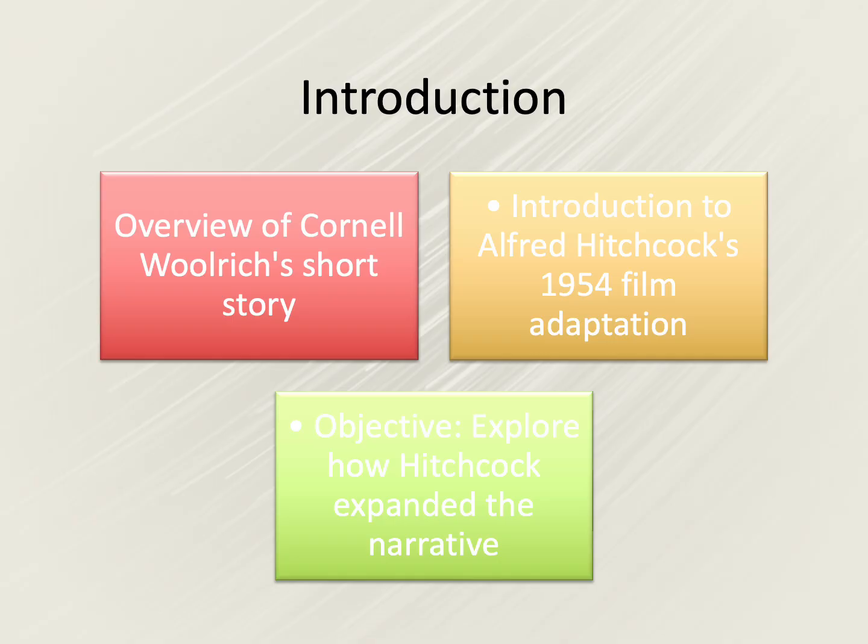Cornell Woolrich's short story It Had to Be Murder was first published in 1942. It tells a tense tale of a man confined to his apartment who begins to suspect his neighbor of murder. Alfred Hitchcock's Rear Window is a cinematic adaptation that retains the core mystery but adds much more: characters, romantic subplots, and visual flair. In this presentation, we will explore three key ways the film builds on the original: character development, setting, and ambience.